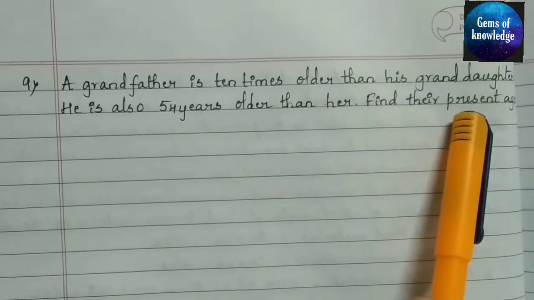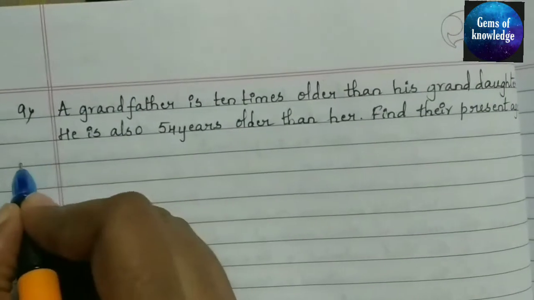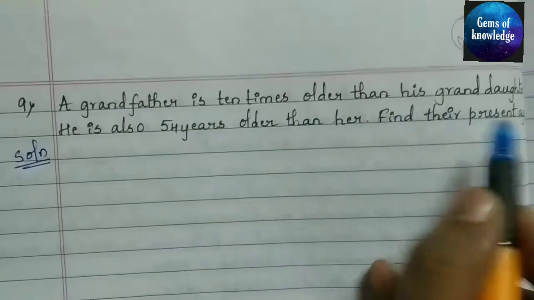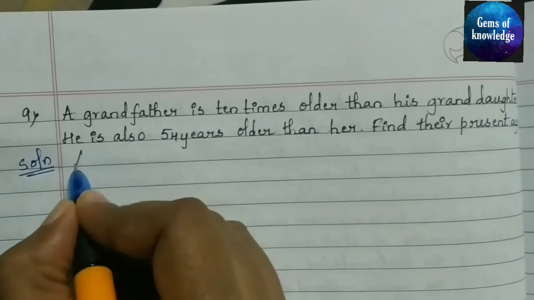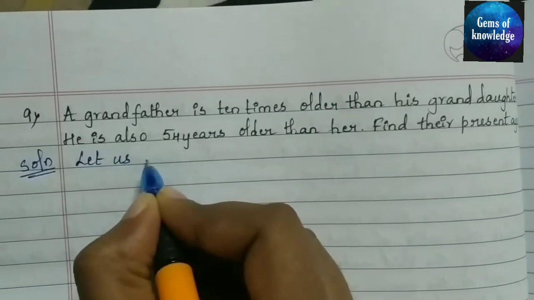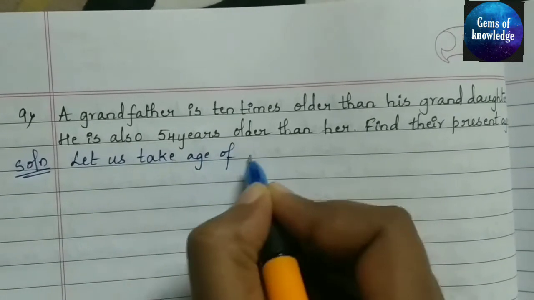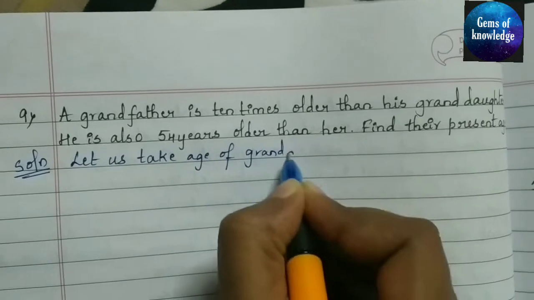Find their present ages. So what we have to do here is find the present age of the grandfather as well as the granddaughter. So let us take the age of the granddaughter as x.